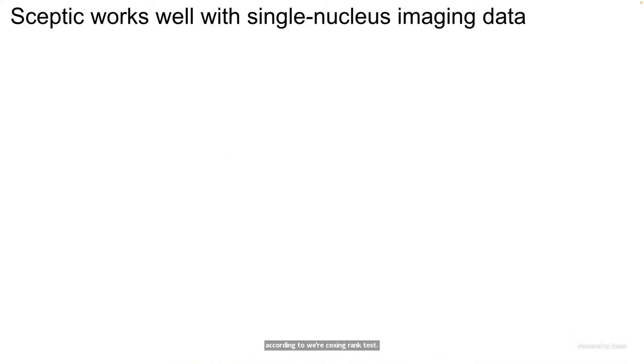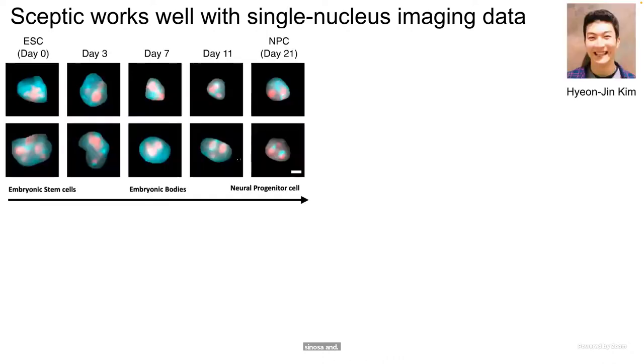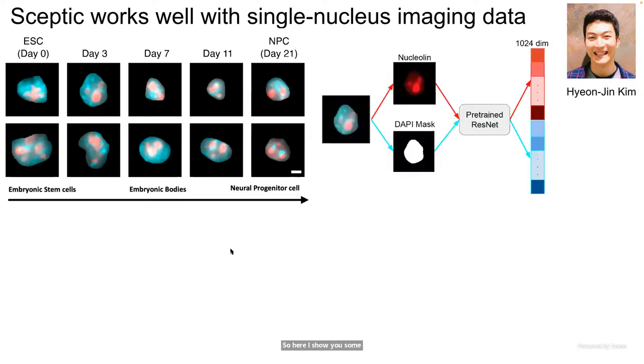After showing that the SCEPTIC model works well on single-cell RNA sequencing data, we next test whether we can generalize this model to single nucleus imaging data. Our collaborator Hunjin from Dr. Fuller's lab here at UW helped us collect the same 5 time point mouse embryonic stem cell differentiation data, but with single nucleus images. Here I show you some random crops of the images from the 5 time points.